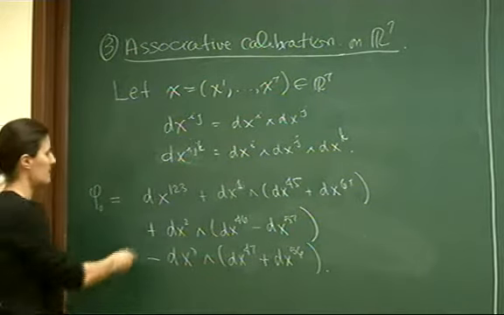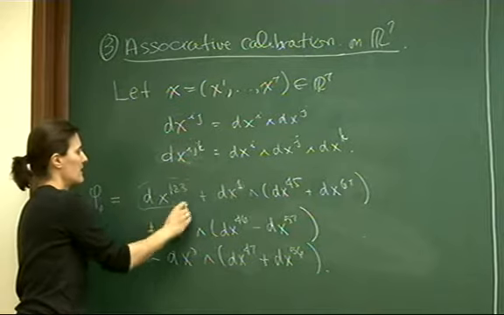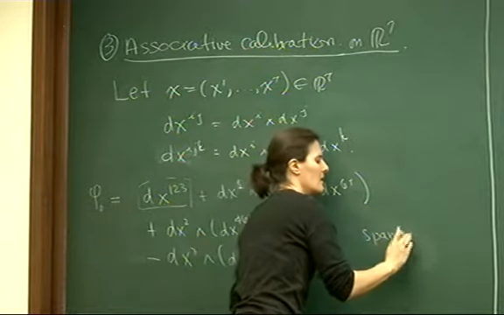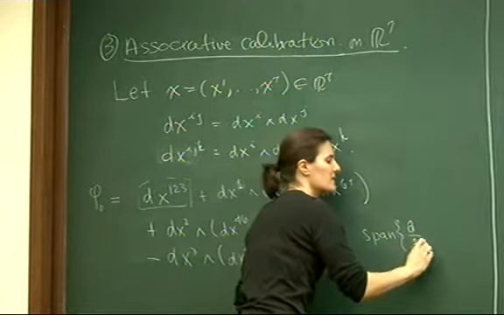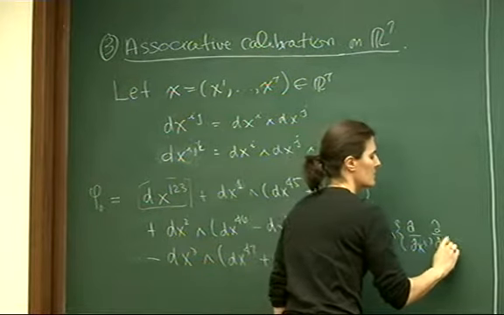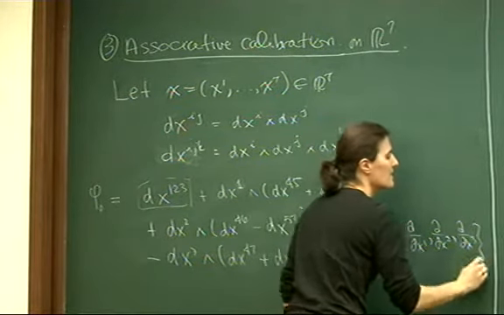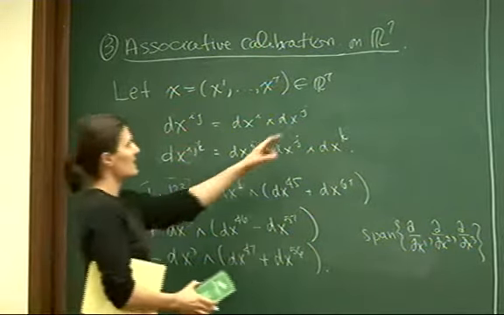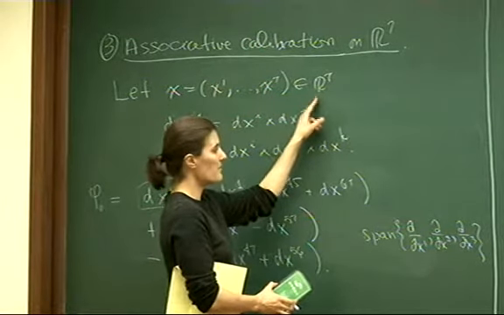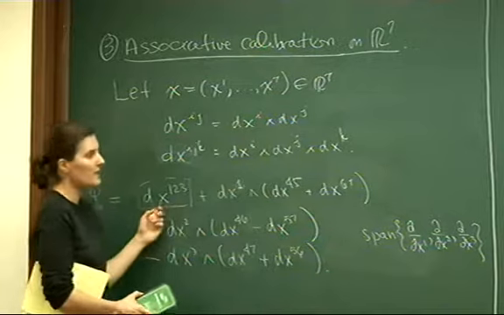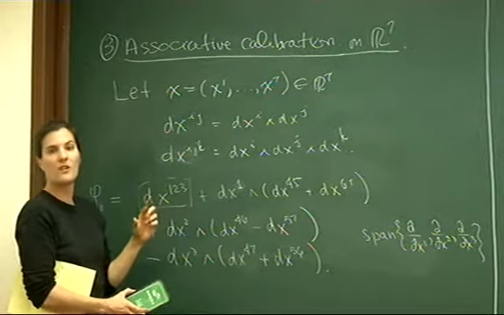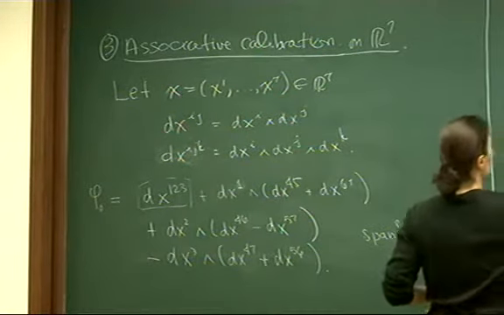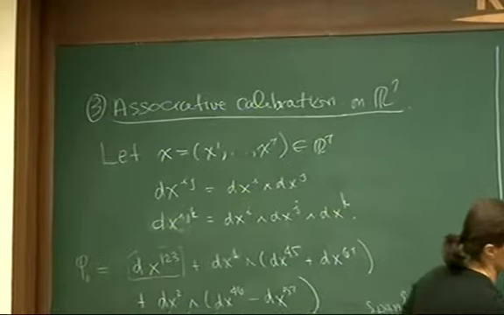And it's not too hard to see, working with this, that, for example, the span of ∂/∂x1, ∂/∂x2, and ∂/∂x3 is a calibrated plane. You could think of that as a standard example, or if you imagine that you're sitting in the imaginary octonions, these calibrated planes are the planes that are closed under the cross product defined on the imaginary octonions.